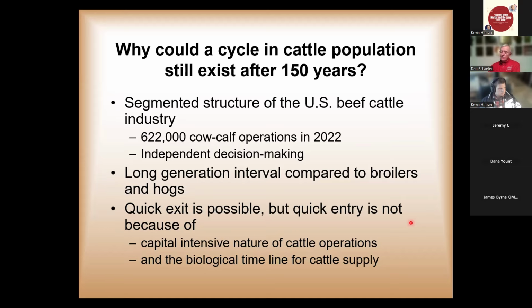Another factor is that there's a long generation interval involved in producing cattle, a much longer generation interval than is true for broilers or for hogs. I'm going to explain that a bit in the subsequent slide. And then a quick exit is possible from the cattle industry, but a quick entry is not possible because of the capital-intensive nature of cattle operations and the biological timeline for cattle supply.